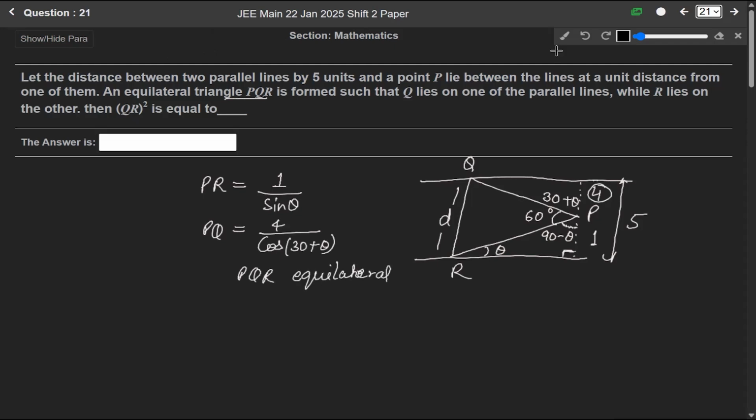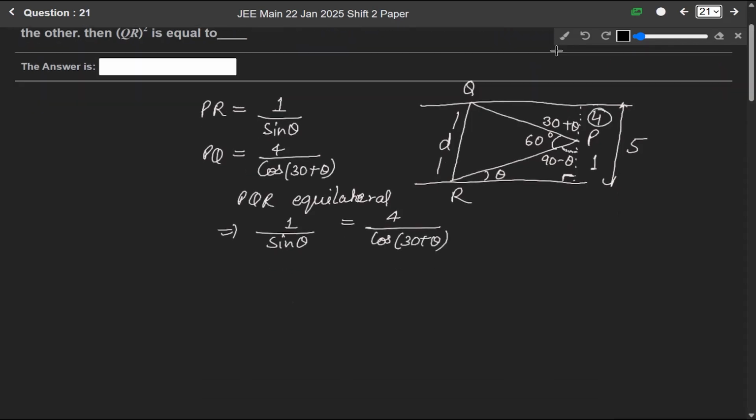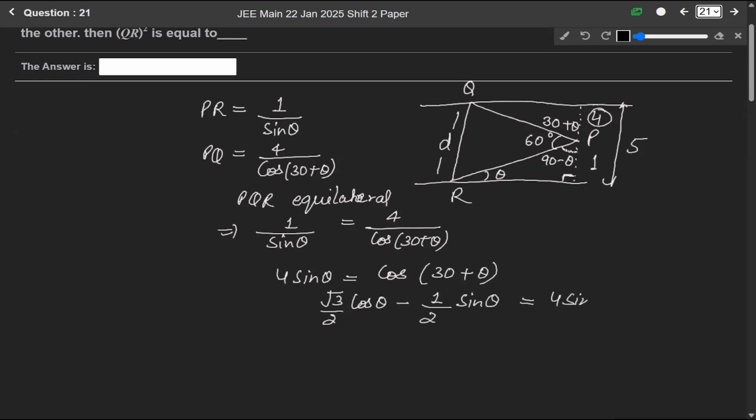Equilateral triangle. So this implies that 1 over sin theta equals 4 over cos(30 + theta). So 4 sin theta equals cos(30 + theta), and this is cos(A + B), so it equals root 3 by 2 cos theta minus 1 by 2 sin theta, which equals 4 sin theta.